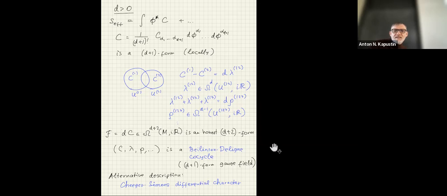It's what's called the Beilinson-Deligne cycle, and physicists call it a D plus one form gauge field. And the point is that from this data, you can extract some class in integral cohomology, not just the de Rham cohomology class. So whenever this closed D plus two form comes from all this data, then you know that the cohomology class of this D plus two form is actually in the image of an integral class. So that's one way to think about local description of integral cohomology classes, basically. And there's another way called Cheeger-Simons differential character that I don't want to discuss here.